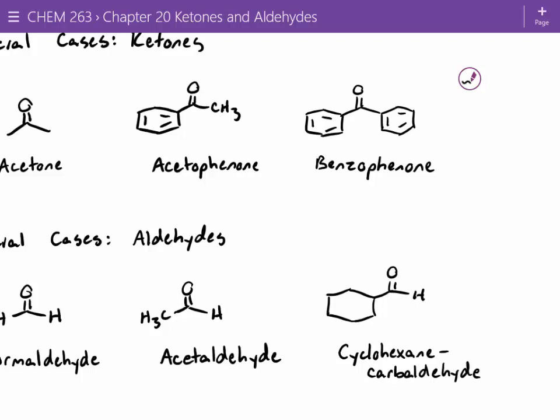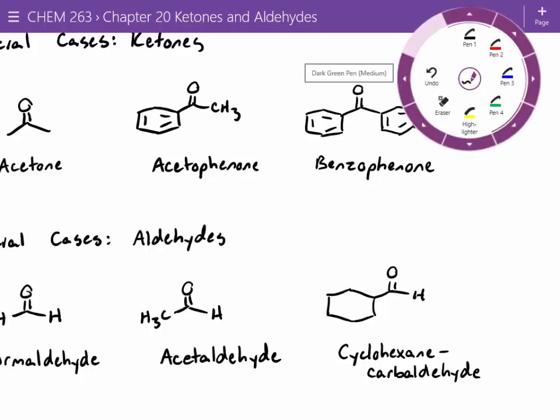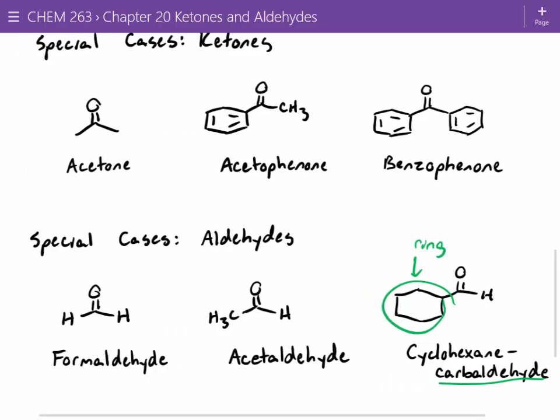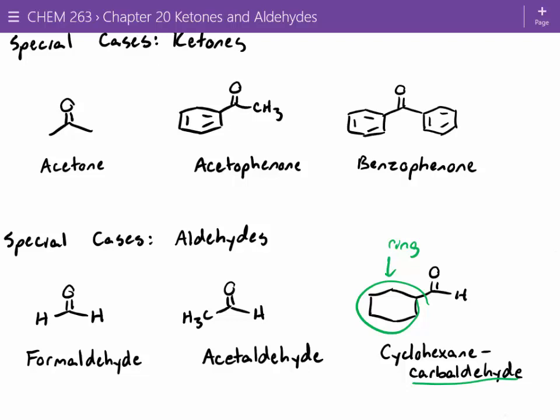So this doesn't follow the typical naming conventions. This uses the carbaldehyde suffix anytime you have a ring in there, specifically a saturated ring. So there are some weird examples. You could also include benzaldehyde in there too as being another unique example, but we've already seen that quite a bit.